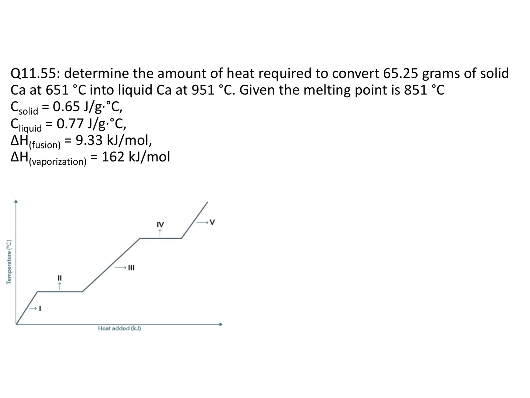And here's a question for you, question 11.55. Determine the amount of heat required to convert 65.25 grams of solid calcium at 651 degrees Celsius into liquid calcium at 951 degrees C, given that the melting point occurs at 851. So we have to go 100 degrees beyond the melting point. I've provided the specific heat of the solid, the liquid, and the delta H of the fusion process and the vaporization process. But we won't need this last one.